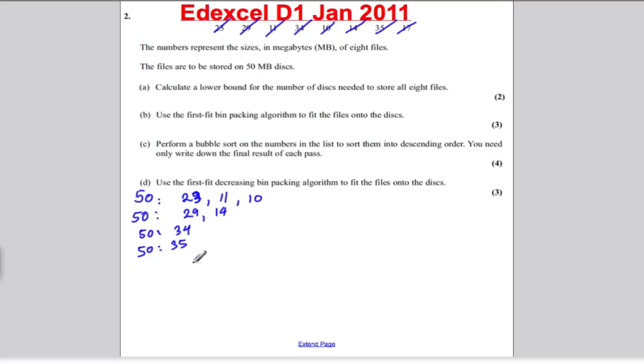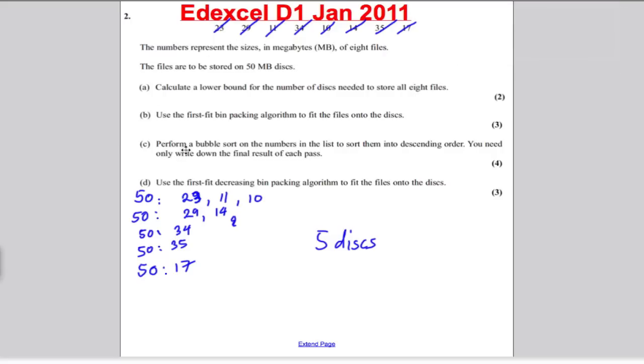And the 17 at the end, well, the 17 couldn't fit here, okay, but here we've got a total of 39 and 43, so the 17 couldn't fit there, and couldn't fit there either, and unfortunately couldn't fit there either, so this 17 would have to go on its own. So we've got 1, 2, 3, 4, 5 discs required with lots of space left over.